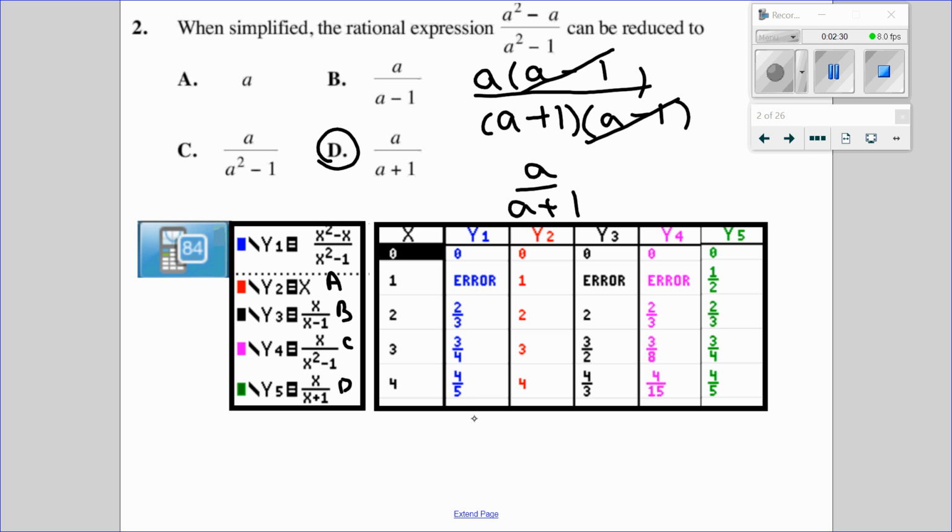So I can see that Y1, 2/3, 3/4, 4/5 is the same as Y. Is it Y4? No, I did not line that up correctly. Let's try that again. It's the same as this one here. So 4/5, 4/5, 3/2, or 3/4, 3/4, 2/3, 2/3, 0, 0. This one has a non-permissible value because it was before it was simplified. So it looks like Y1 equals Y5, and Y5 is D. So that's why D was the option.